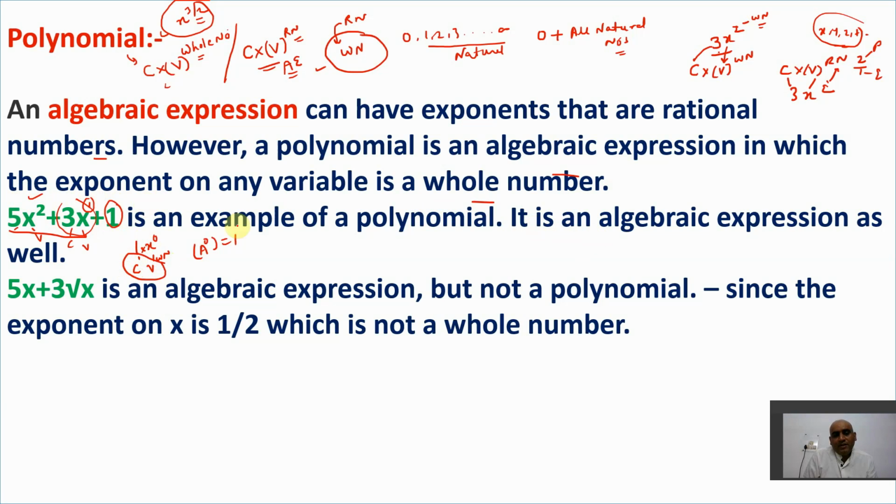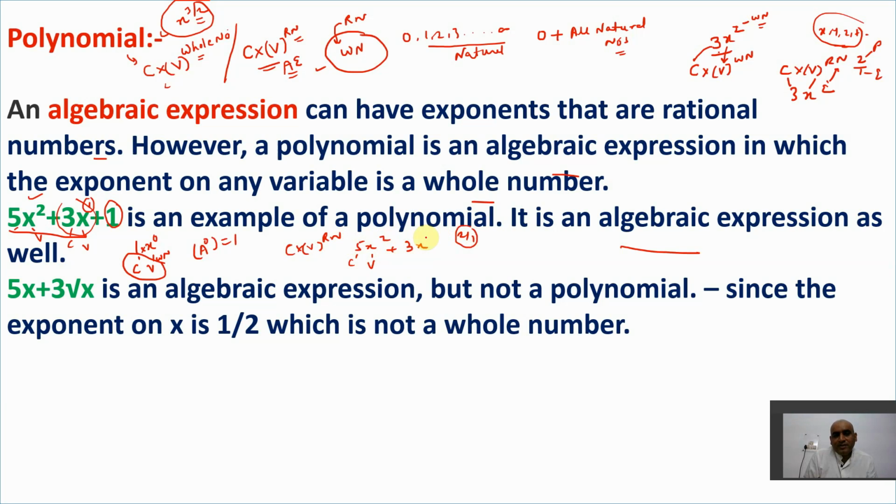And this expression also follows the algebraic expression idea. Algebraic expression means here what? Constant multiplied by variable to the power of a rational number. So you can see all the terms here. First, 5x squared follows this. 5 is a constant, x is a variable to the power 2. 2 is a rational number too, because we can write 2 as 2 upon 1. So it takes the form of p by q, which means it becomes a rational number. So the next one is 3x.